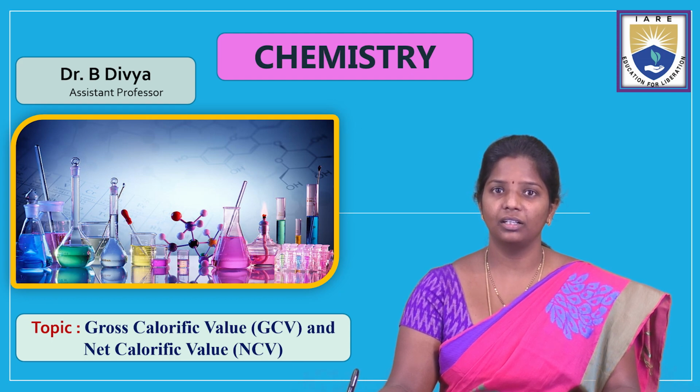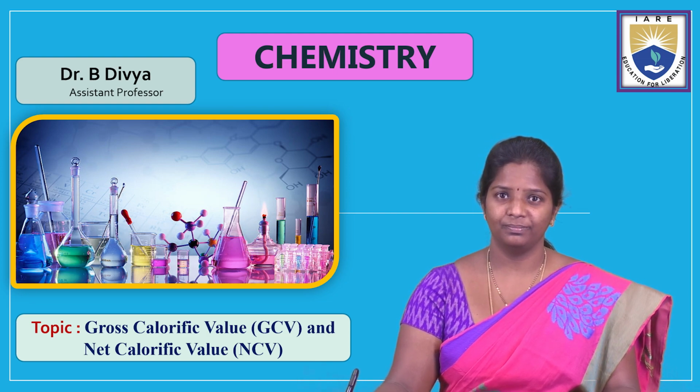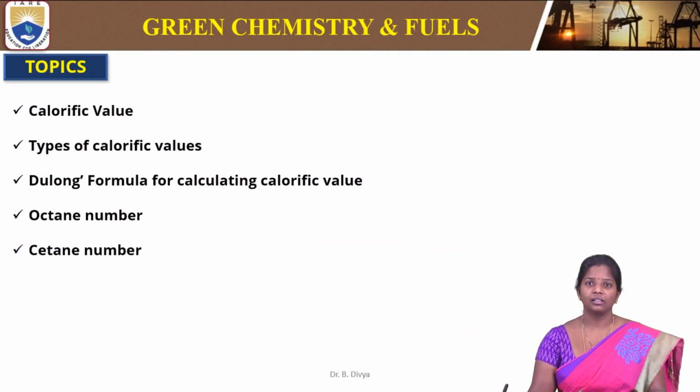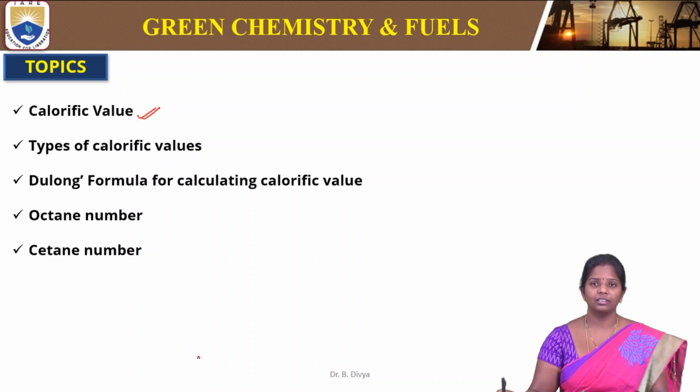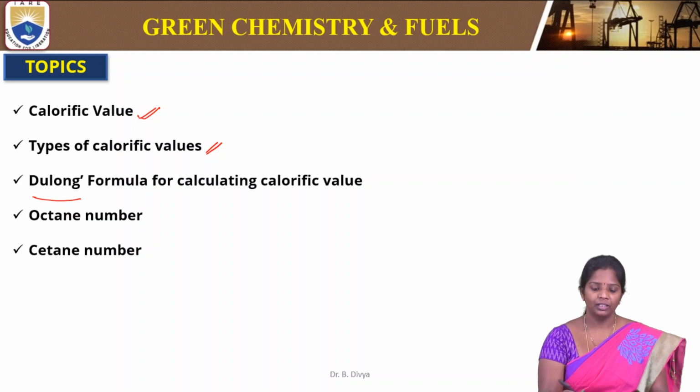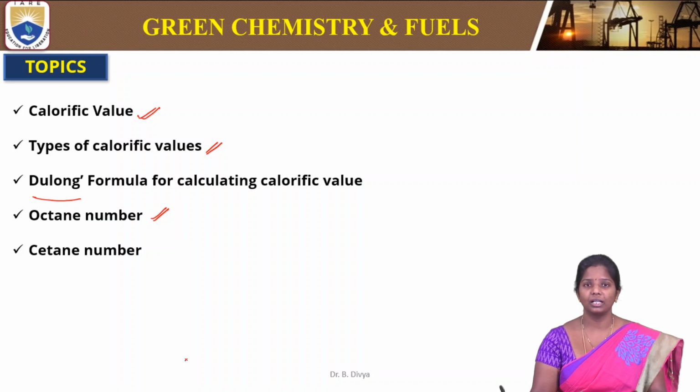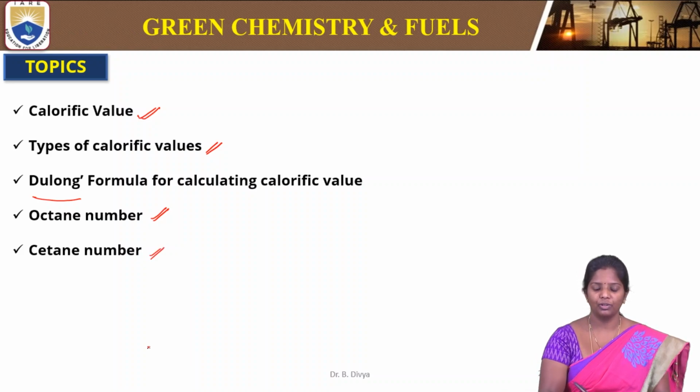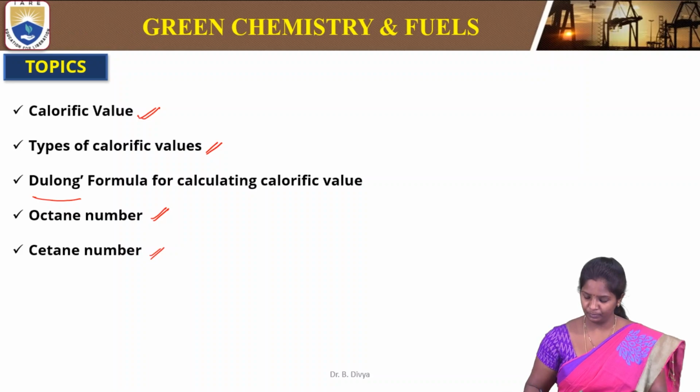So in this session, we will understand the calorific value and different types of calorific values like gross calorific value and net calorific value. So here are the topics. Before going to types, we have to understand what is really a calorific value, how it defines the fuel's quality, then the types of calorific values. Then Dulong's formula for calculating calorific value. Dulong, a scientist, has proposed a formula for calculating the calorific value. Then octane number, what is octane number and its use, and cetane number and its use.